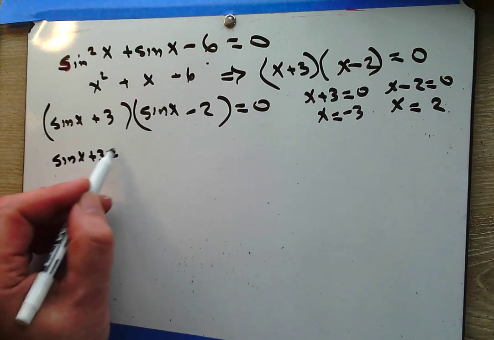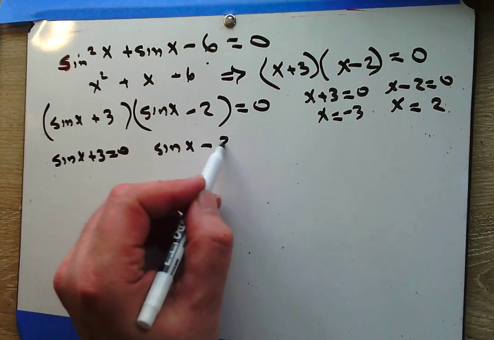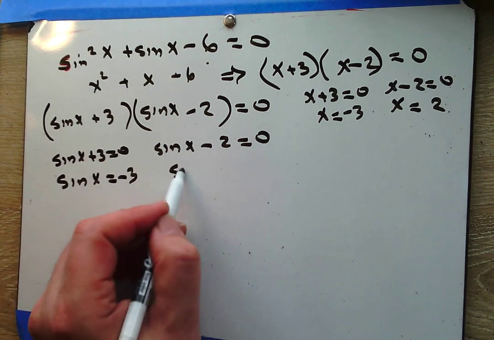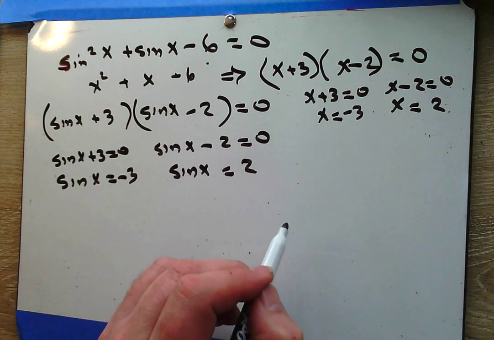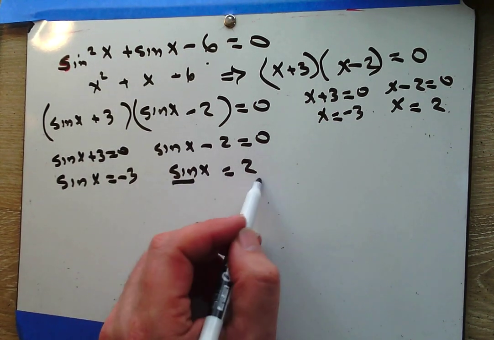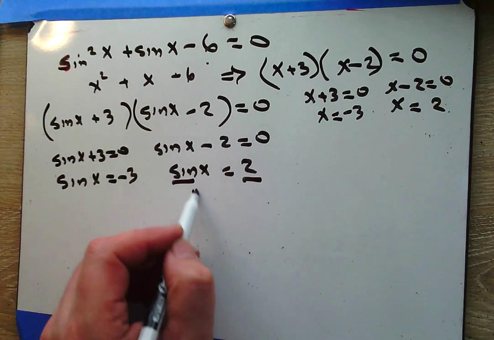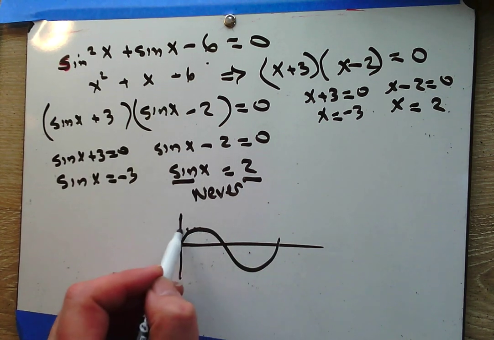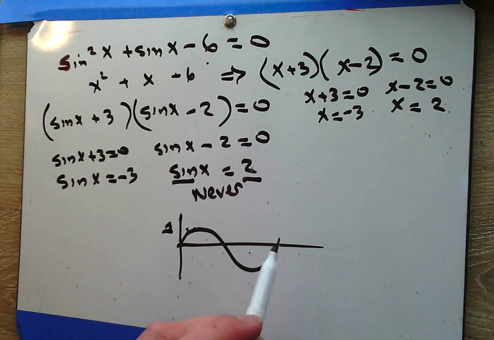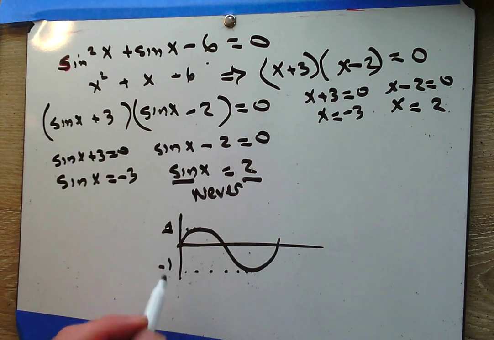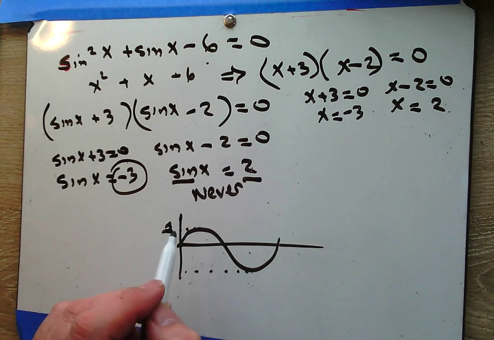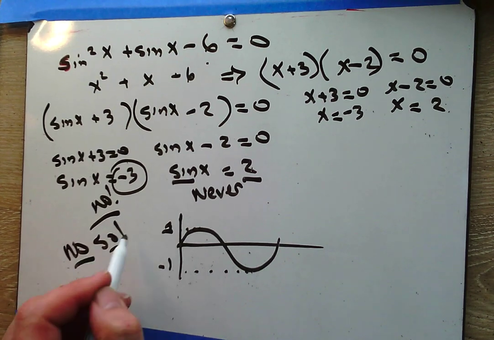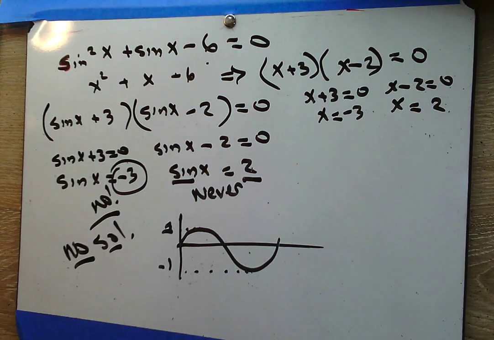Sine x plus 3 equals 0. Sine x minus 2 equals 0. So we know that sine x equals negative 3, or sine x equals 2. And when is the y value 2 on the unit circle? Never. We know from graphing sine that the highest sine goes up to is 1. Sine can never get to 2. Furthermore, the lowest sine goes is negative 1. Will sine ever get to negative 3? No. So this has no solution. No solution is definitely possible in these problems.